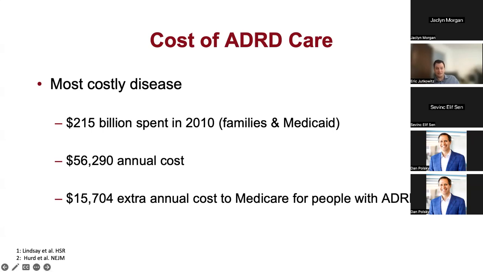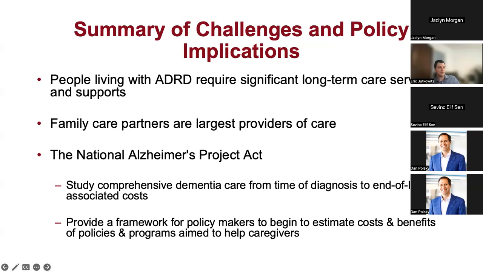Most of that additional cost is incurred by families, either through the value of their caregiving or out-of-pocket spending for medical care or nursing home care or assisted living, for example. So in summary, people living with dementia require a significant amount of long-term care services and supports. Family caregivers are really the largest providers of care.